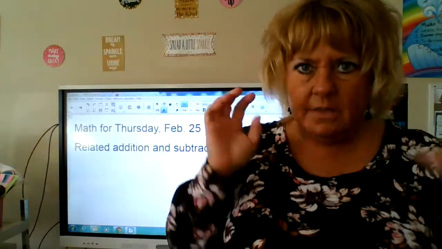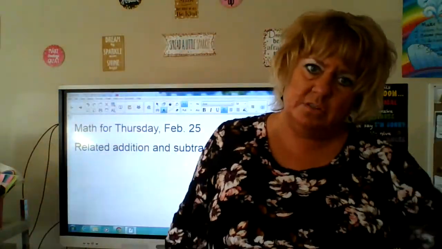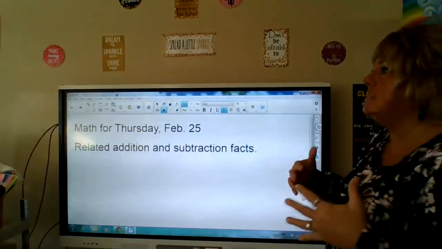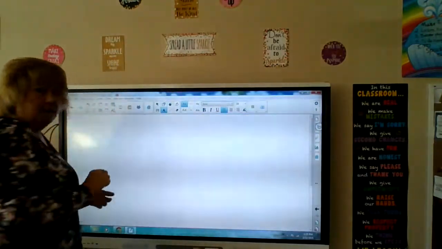Okay, so all the time I say addition and subtraction go hand in hand. If you know one, you know the other. If you know addition, you know subtraction. If you know subtraction, you know addition. They're related, okay? It means they're similar. So let's take a look up here.